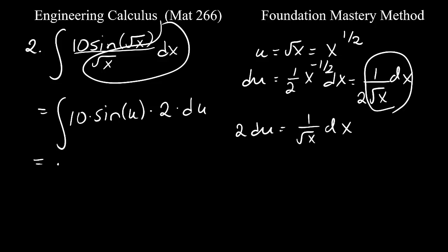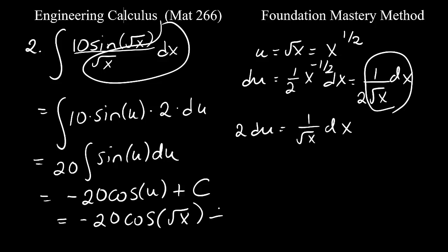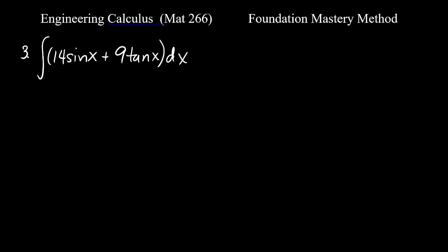And let's rewrite this as 20 times the integral of sine of u du, which is something we know from our antiderivatives. The antiderivative of sine of u is negative cosine of u, so we'll have negative 20 cosine of u plus our constant of integration. And finally, doing our back substitution, we'll have minus 20 cosine of the square root of x plus our constant of integration.